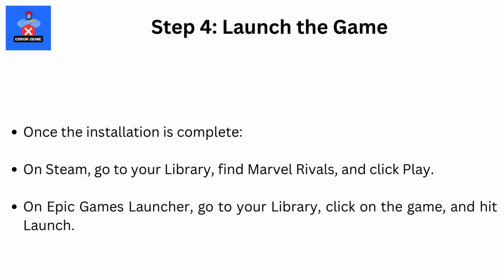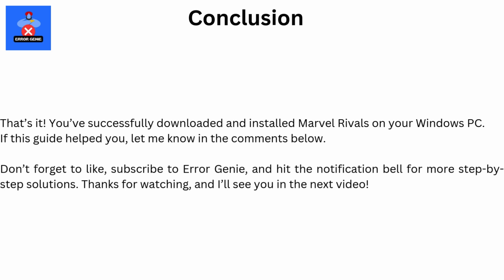Step 4. Launch the game. Once the installation is complete, on Steam, go to your library, find Marvel Rivals, and click Play. On Epic Games Launcher, go to your library, click on the game, and hit Launch. Final thoughts. That's it. You've successfully downloaded and installed Marvel Rivals on your Windows PC.